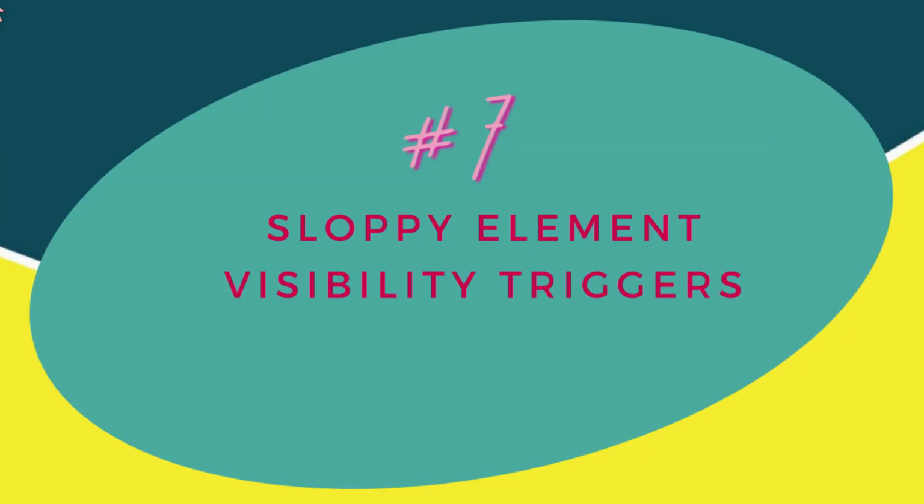Number 7. Sloppy element visibility triggers. Element visibility triggers are handy for form submission tracking when a success message appears on the same page, rather than the user being redirected to a thank you page. But they need to be precise.